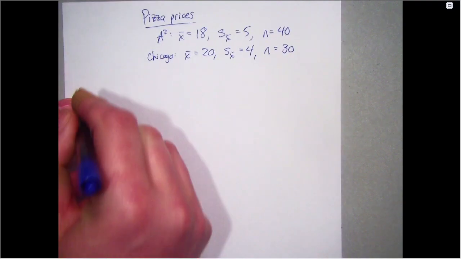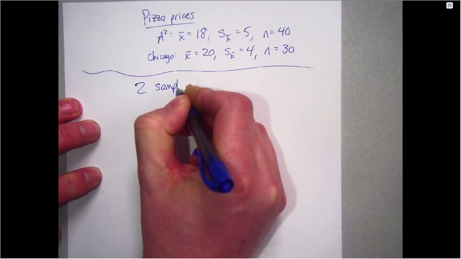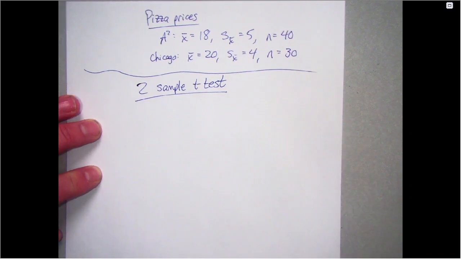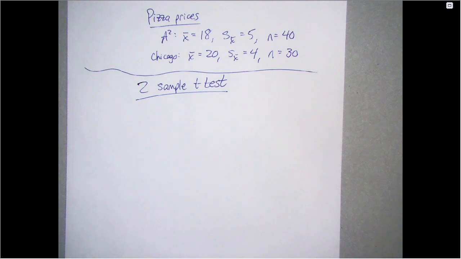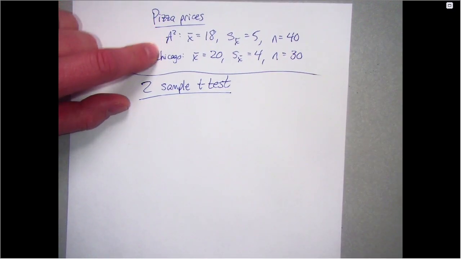So we're gonna do a 2-sample t-test. And then the information is at the top, so like comparing pizza prices in Ann Arbor to Chicago.